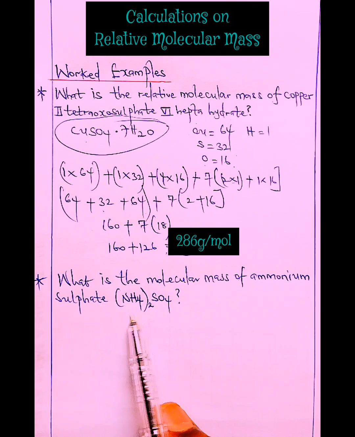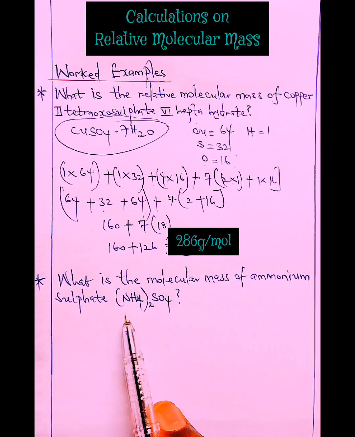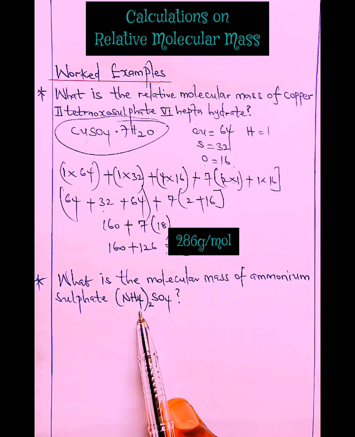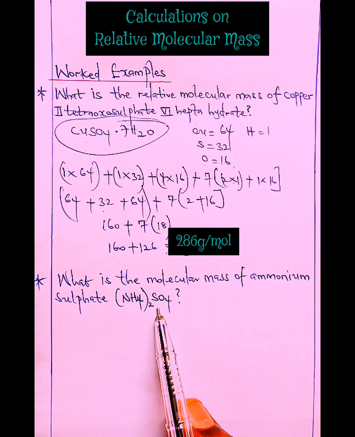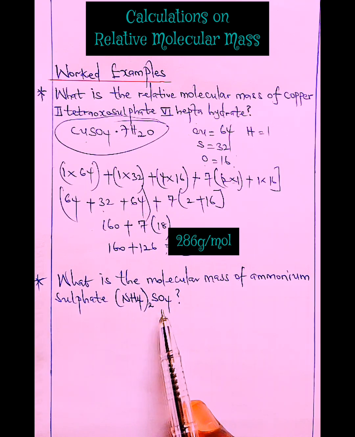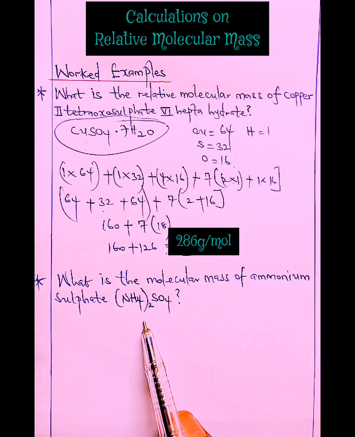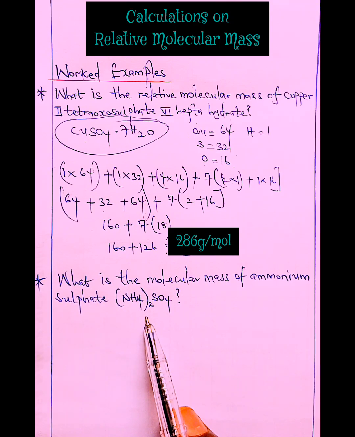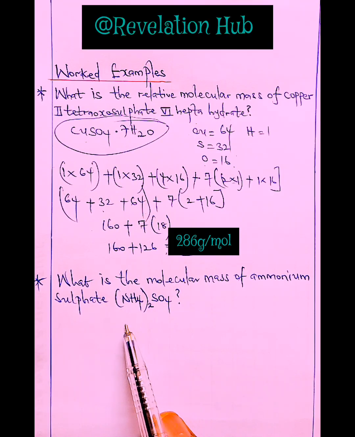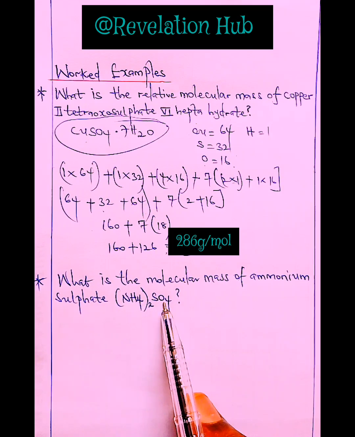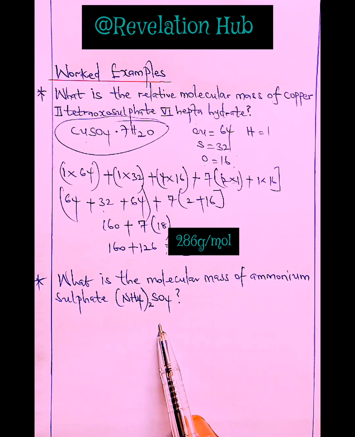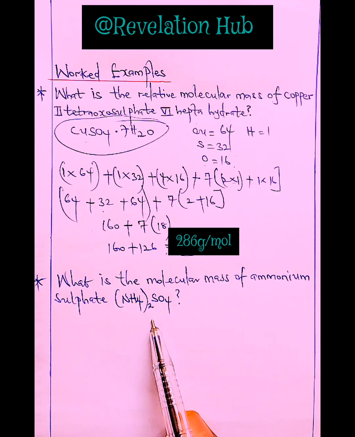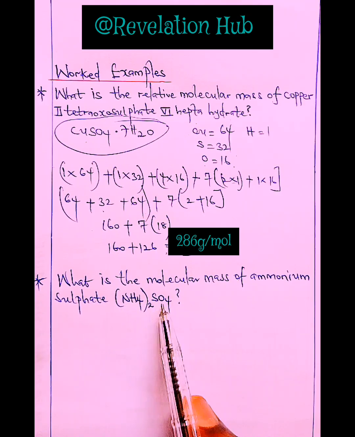Now this is another compound. The chemical formula is already written. Ammonium sulfate: ammonium, NH4, has a valency of 1. Then SO4, tetraoxosulfate 6, has a valency of 2. By the time you bring them together, don't forget we've worked on this in one of our previous lessons. NH4 has 1, I beg your pardon, then SO4 has 2 valencies. So you just bring them together, and we have (NH4)2SO4.